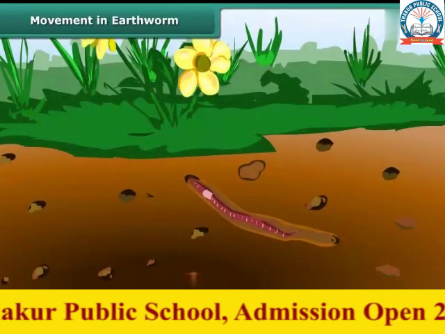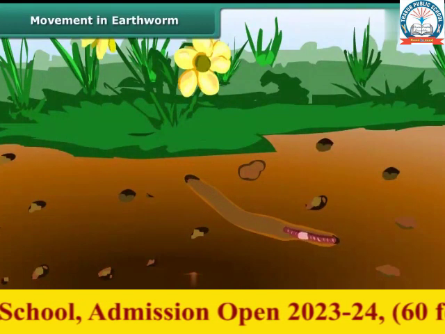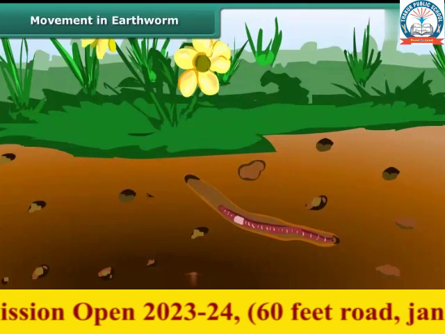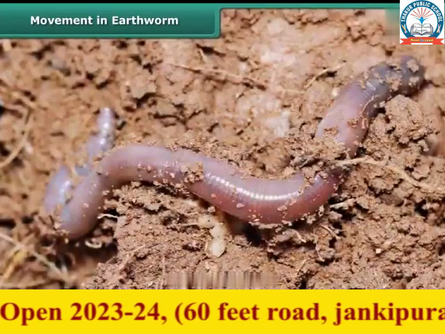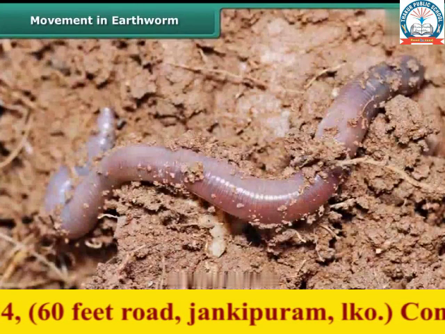Earthworms first stretch and then contract their muscles to move. As a result, they cover only a small distance with every move. A slimy substance secreted by the earthworm helps it to move.